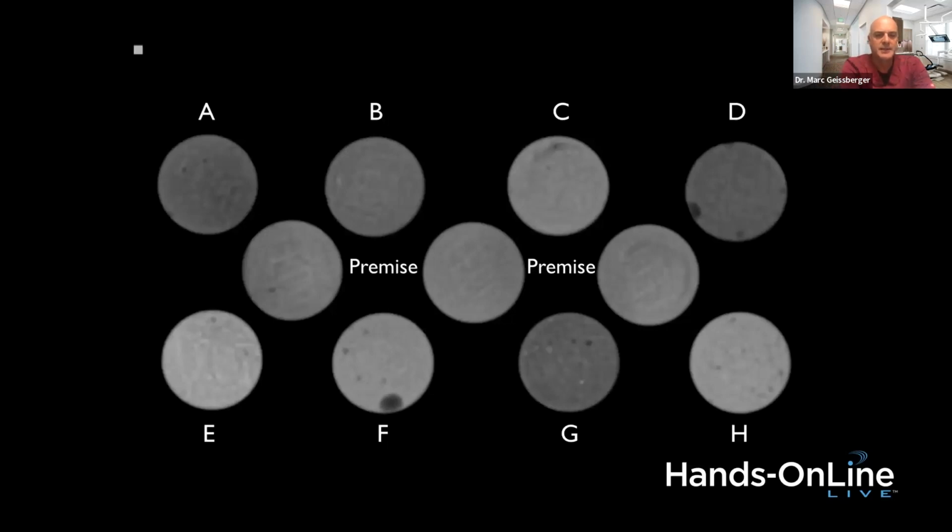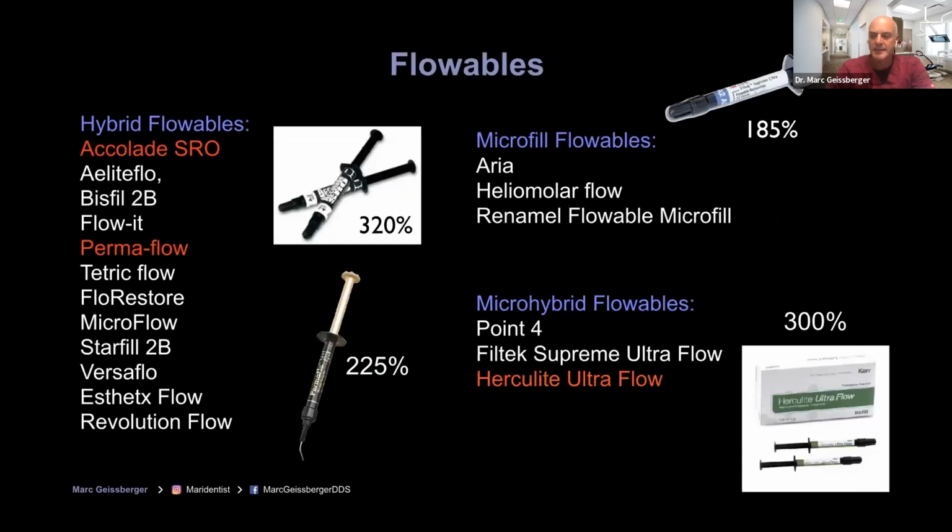Now, when you look at this, this is just using Premise as a control, but you look at A through H being different flowables and realize that the radio opacity of the composite changes from company to company. So you want to know your radio opacity figures. You want to make sure that you're not putting a flowable that's so radiolucent that it may show up as caries in your box form. And that can really complicate things clinically. So that's important to recognize.